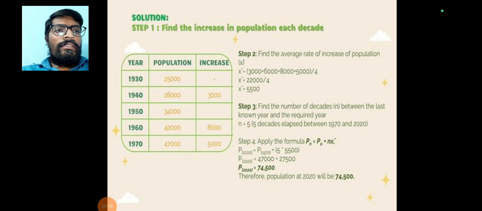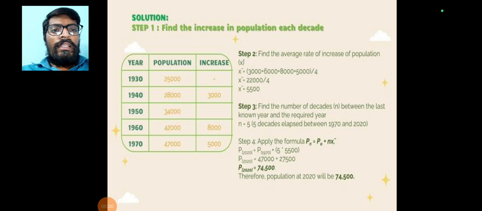So the next step is to find the average rate of increase in population. So I is equal to I1 plus I2 plus I3 plus I4 divided by the number of increases in population. So we get the I value. Then step 3, go to the next step, that is to find the number of decades n between the last known year to the required year.